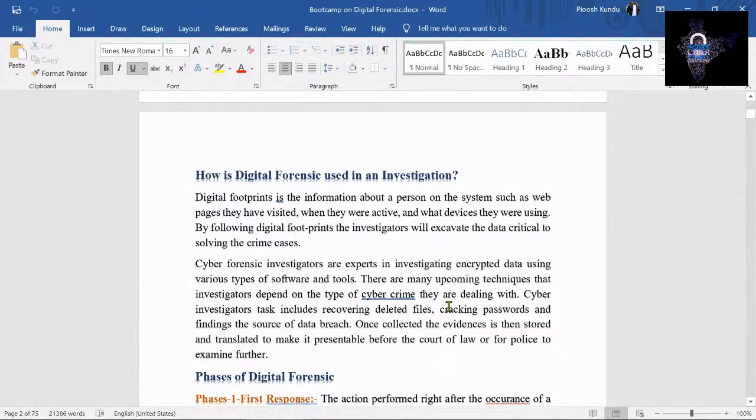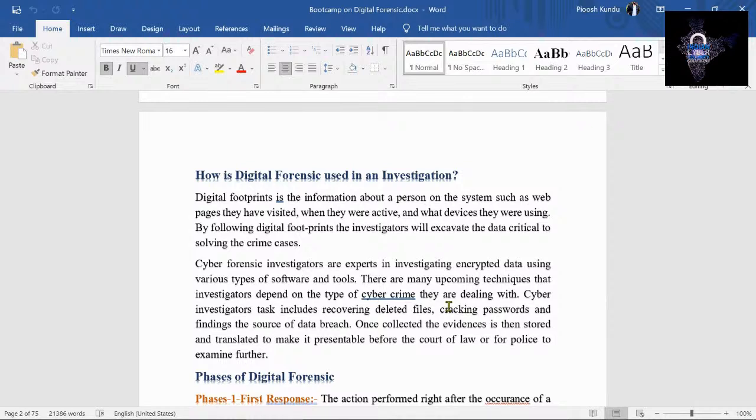Now, digital footprints, or the digital information gathering, is the information about a person on a system. That is the web pages they have visited, when they were active, and what devices they were using. By following the digital footprint, investigators will excavate the data that is critical to solving crime cases.